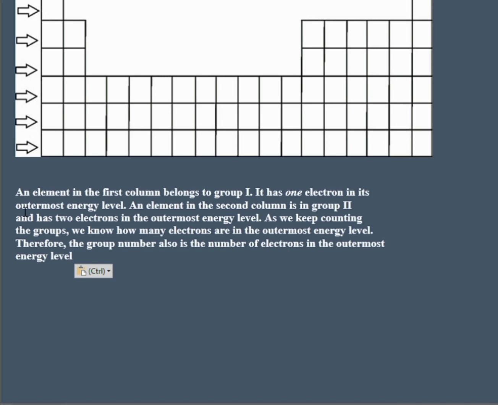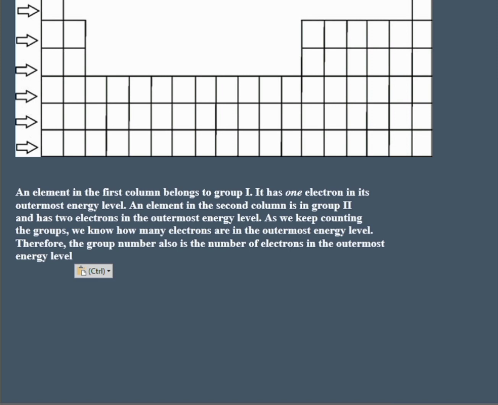So an element in the first column belongs to group 1. It has 1 electron in its outermost energy level. An element in the second column is in group 2. It has 2 electrons in the outermost energy level. As we keep counting the groups, we know how many electrons are in the outermost energy level. Therefore, the group number is also the number of electrons in the outermost energy level.